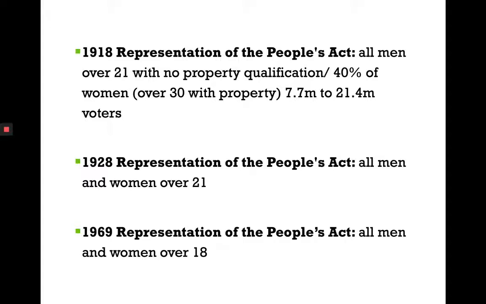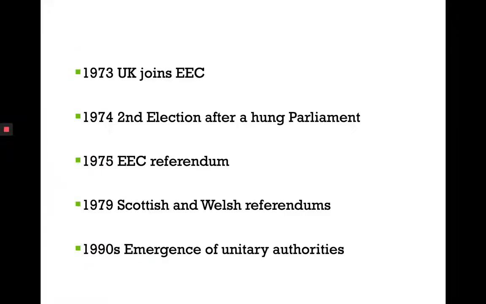And then in 1969, which brings us really to where we are now, I guess, another Representation of the People Act, and basically all men and women over the age of 18 could vote. In terms of other dates, just to go through our parliamentary development, in 1973, the United Kingdom joined what was then the European Economic Community.